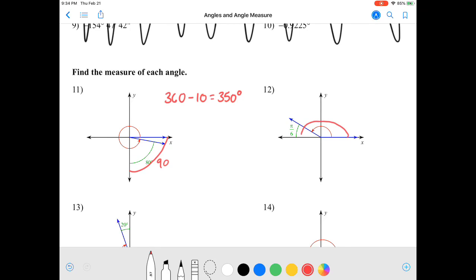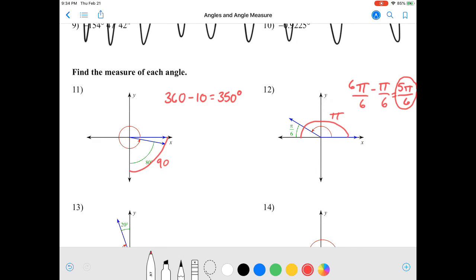For problem number 12, we need to know that half of a revolution in radians is pi, because the whole way around would be 2 pi. Now we've got pi over 6 left to go to do that half of a revolution. So we're going to do pi minus pi over 6. Pi can be converted to 6 pi over 6, just so we have the same denominator. And we're going to get 5 pi over 6 for our angle.